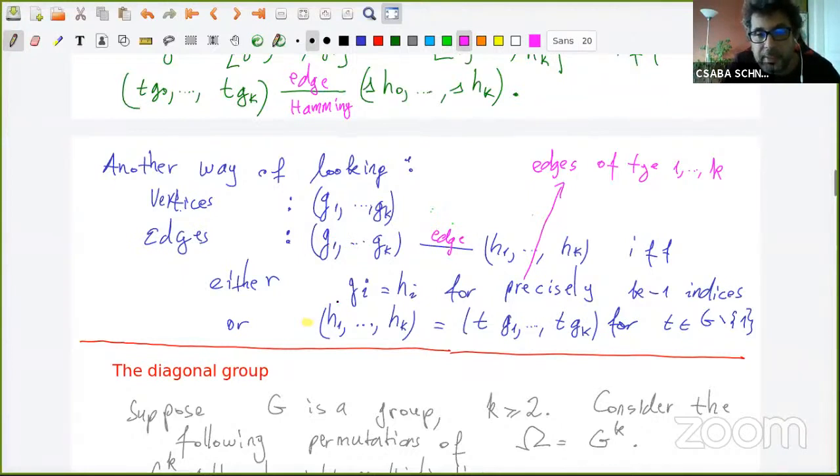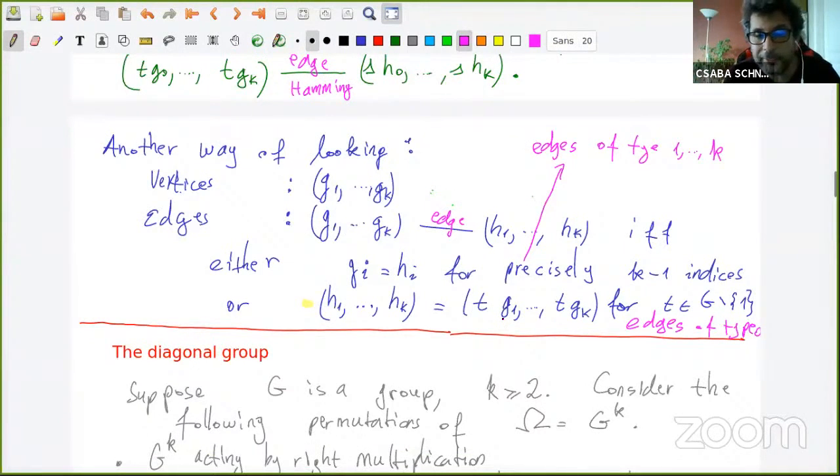And this other type, this second condition for adjacency, gives us edges of type 0. So these are the edges of type 0. I'm going to refer to this later. Okay, so this is the diagonal graph.